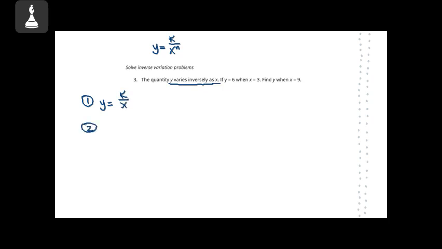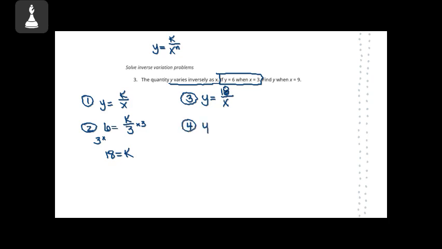We're going to use our given x and y to solve for k. So 6 equals k divided by 3. Well, if I'm dividing by 3, I'm going to multiply both sides by 3 and get 18 equals k. That means my equation for this relationship is y equals 18 divided by x. So if I want to find y when x equals 9, I'm just going to plug in 9 for x. So y equals 18 divided by 9, or 2.